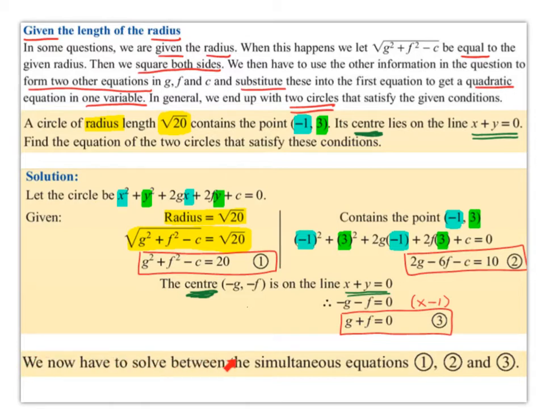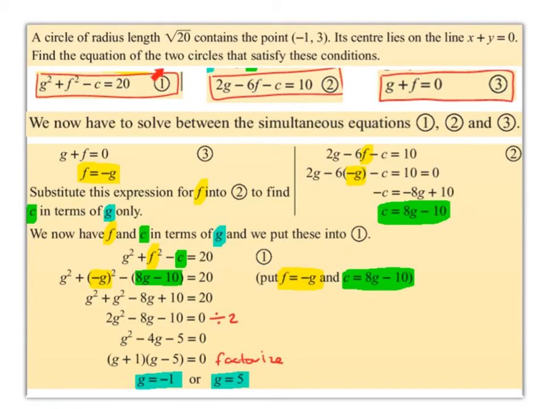We now have to solve the simultaneous equations 1, 2 and 3. So here's equation 1, equation 2 and equation 3, and we need to solve them simultaneously. Starting with equation 3, g plus f is equal to 0, we solve for f, so f is equal to minus g. We substitute this expression for f into equation 2 to find c in terms of g only.